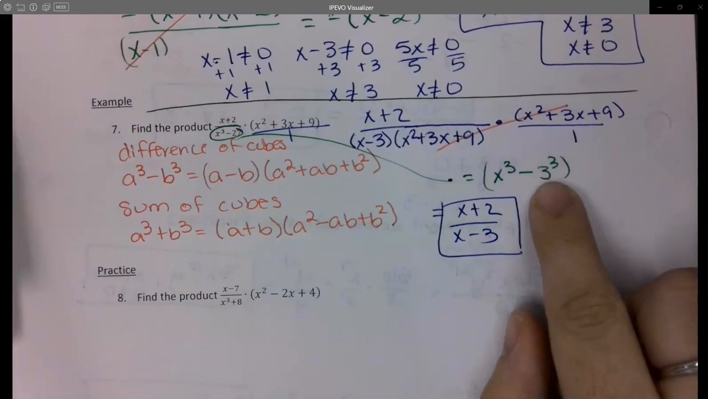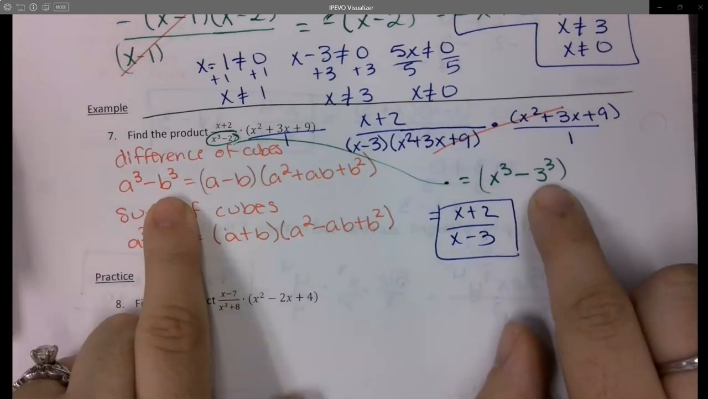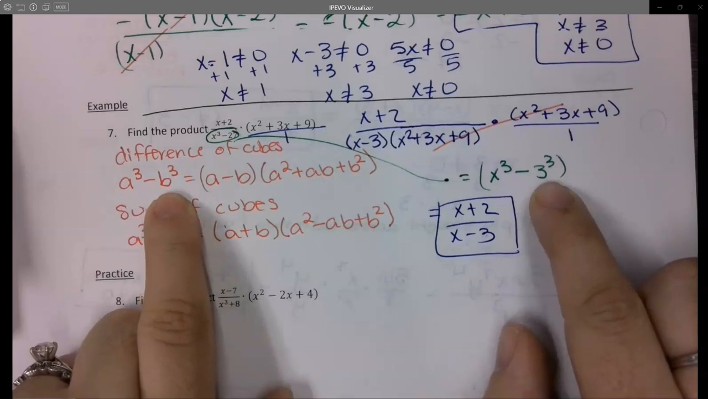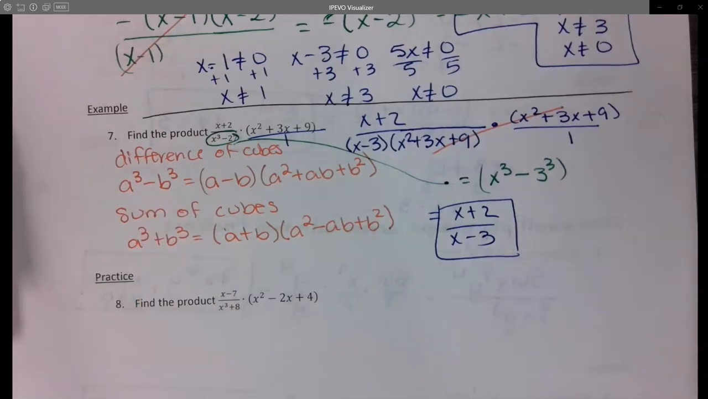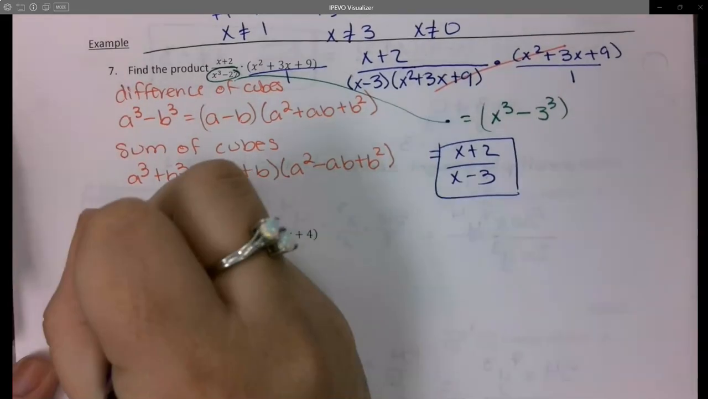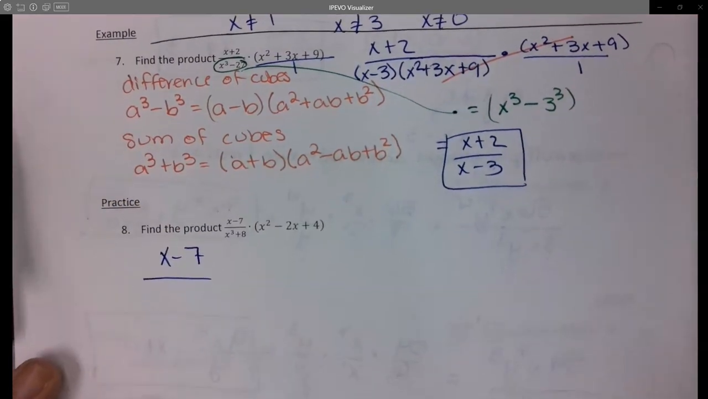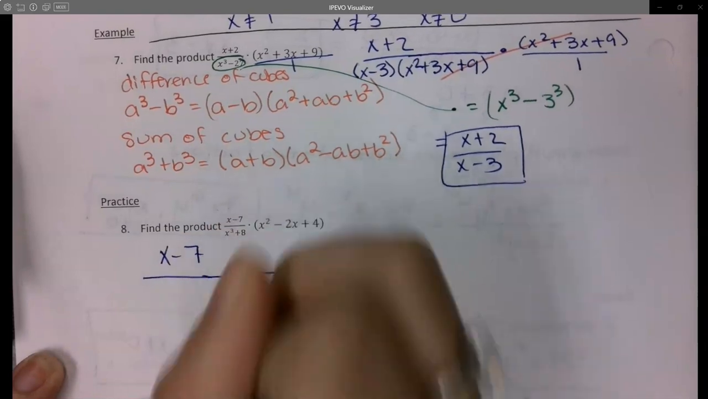Why did I write this? So I could show that the cube root of 27 was 3, and that's where I got my B value from. Okay. Any other questions on number 7? Okay. So on number 8, I don't need to factor my top one. That stays X minus 7. What do I do for the bottom one?